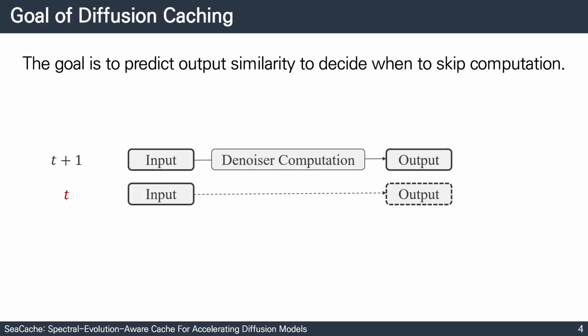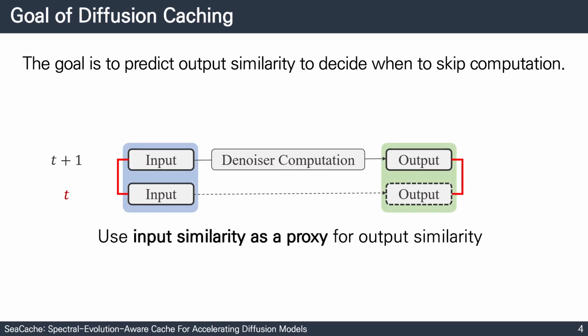For caching, we want to skip computation when the output feature will be similar to the previous one. However, the output is not available unless we run the denoiser, so we estimate output similarity from input similarity. Most previous caching methods mainly focus on how to estimate this input to output similarity relationship.